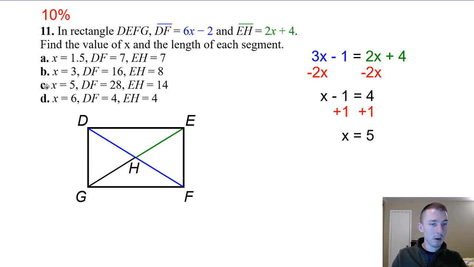The next step, even though we know that has to be our answer, is we want to find DF and EH. So DF, again, is this 6x minus 2. So multiply that by 5 will give us 30 minus 2 is 28. And if the whole thing is 28, half of it has to be 14, right? So sure enough, if we plug that in, 10 plus 4 is 14. So we know we did it right. So the answer should be C as in Charlie.